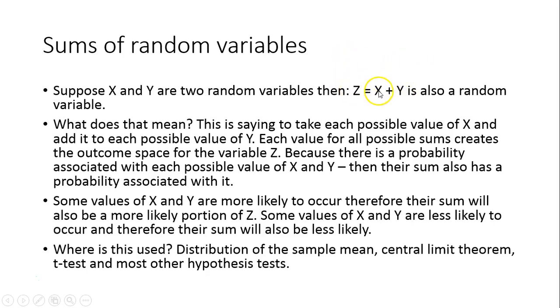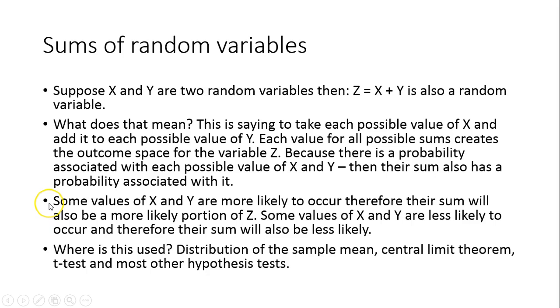So x can be 1, y can be 1. This is one possibility. x can be 2, y can be 1. x can be 1, y can be 2. Perhaps it depends on what the random variables are exactly, okay? But then your outcome, z in this case, will also be a random variable based on those possibilities of x and y, okay?